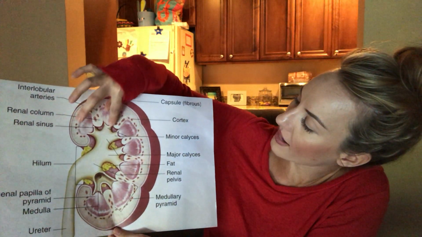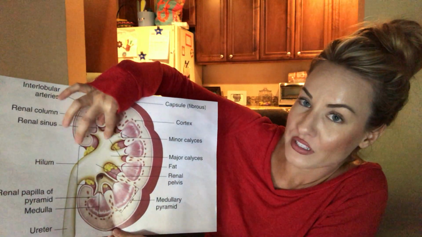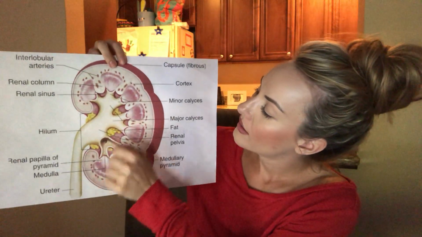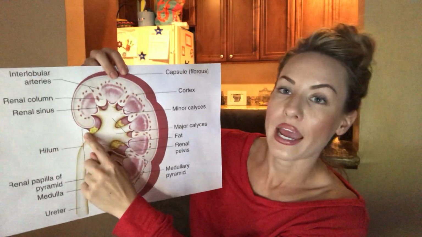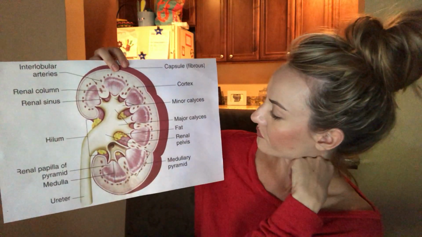So I mentioned we have our minor calyxes. If you go further down, when two minor calyxes come together, it's known as a major calyx. This is our renal pelvis. We have our hilum here. Okay, this is where our blood vessels enter and exit, as well as our ureter.